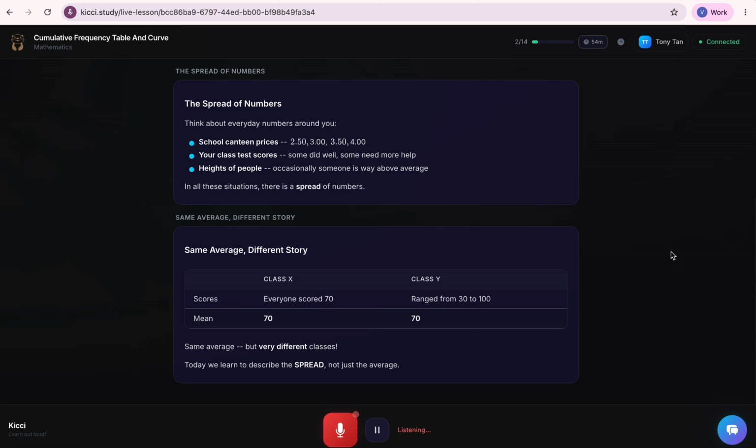Exactly. Everyone scored consistently close to the average. That's why we need tools to describe the spread, not just the mean. Ready to meet two students with the same average? Yeah. Go ahead, please.